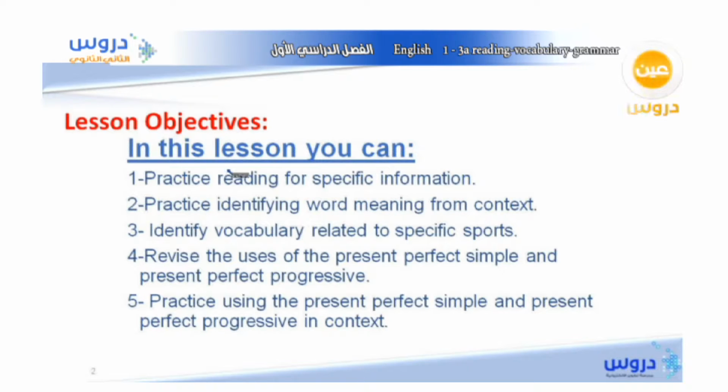Alright, as usual, we have more than one or sometimes two objectives in order to understand the lesson in the right way. Today we have 5 objectives. In this lesson you can practice reading for specific information, practice identifying word meaning from context. Number 3, identify vocabulary related to specific sports. 4, revise the uses of present perfect simple and present perfect progressive. 5, practice using present perfect simple and present perfect progressive in context.